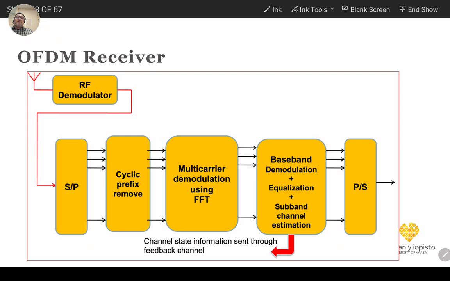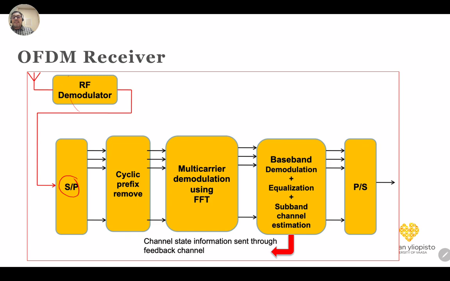Actually, the receiver is doing the inverse operation of the transmitter, as we know. In the OFDM receiver, we have the RF demodulator. Then, of course, we have serial to parallel, so we convert the signal from serial to parallel again. Here, we make the cyclic prefix removal, and of course we keep the orthogonality between them. Then we use multi-carrier demodulation by using FFT. If I use IFFT in the transmitter, I should use FFT in the receiver. If I use FFT in the transmitter, I should use IFFT in the receiver. So it is the inverse operation.